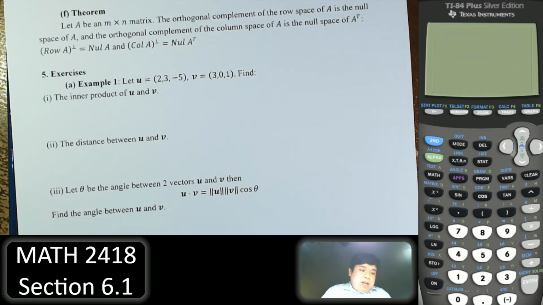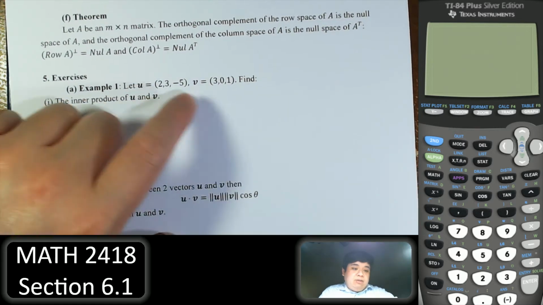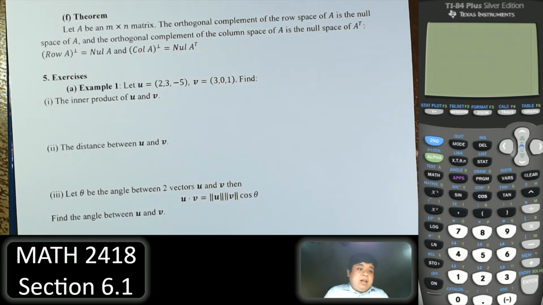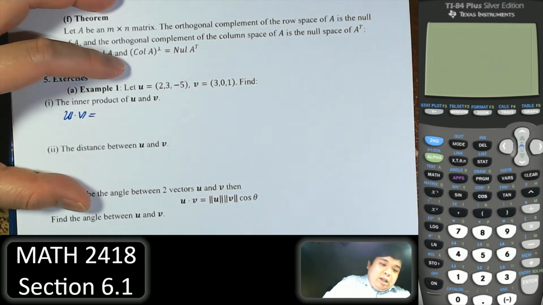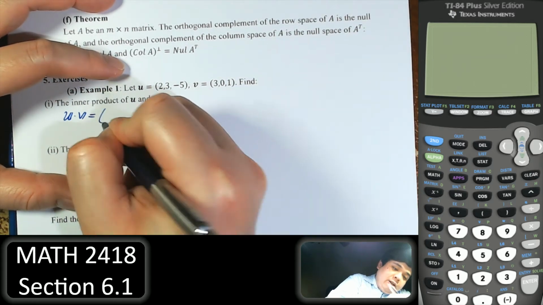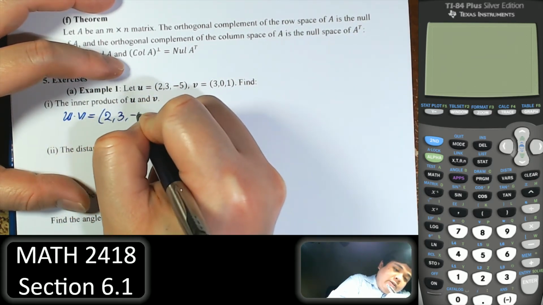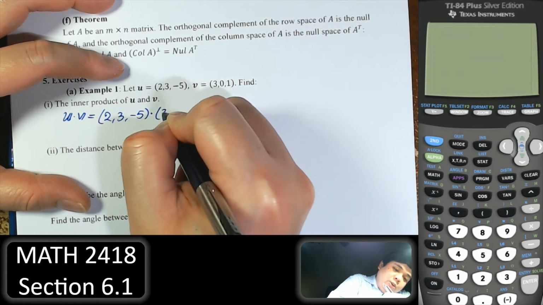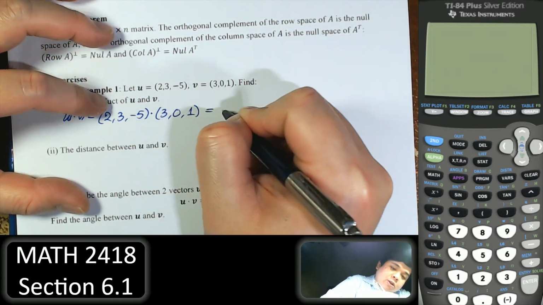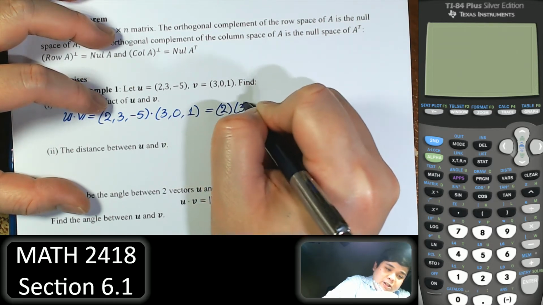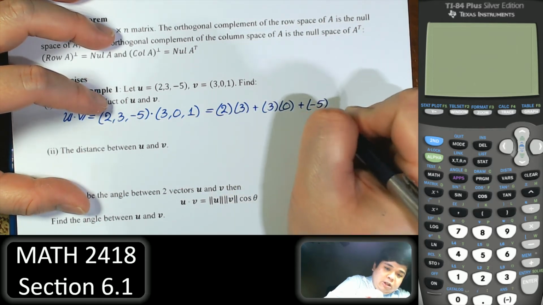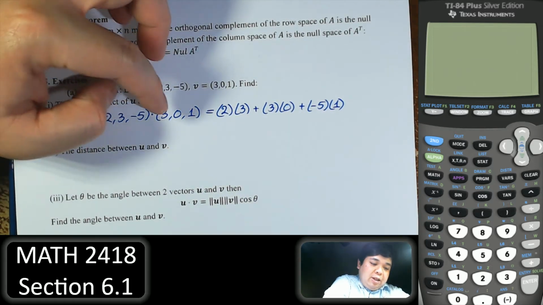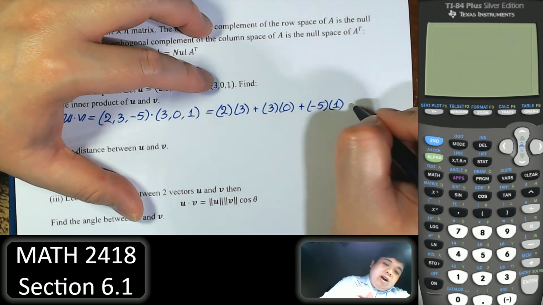Right, more examples here. Let U be that and V be that vector. Find the inner product of U and V. So this is obviously straight from the definition. U dot V is equal to (2, 3, -5) dot (3, 0, 1). So the first with the first, second with the second, and the last one with the last one: 6, 0, minus 5, is 1.